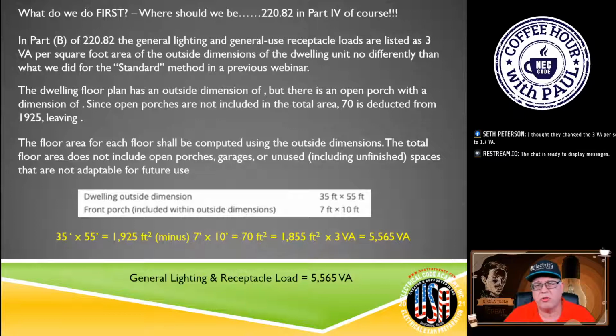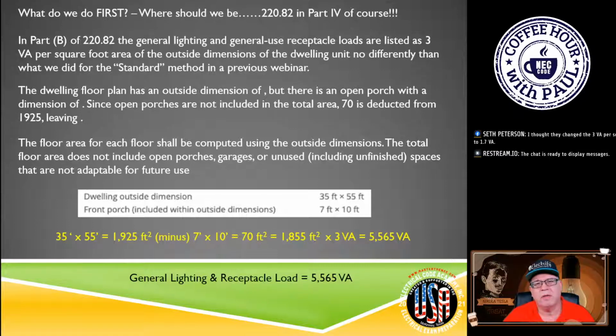We have to go to 220.82. We're going to be in part 4. Of course, that is the optional method. And we're going to be starting in part B, which is 220.82. We'll be talking about the general lighting. Of course, part A gives us directions, but part B is where we're going to be kicking it off in order to get all of our values and start collecting everything, to keep this within the coffee hour. I guess I should be able to do this in an hour.